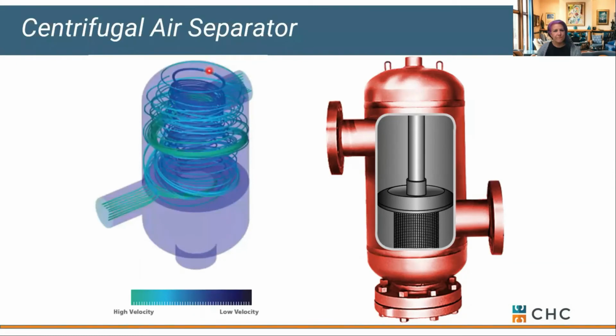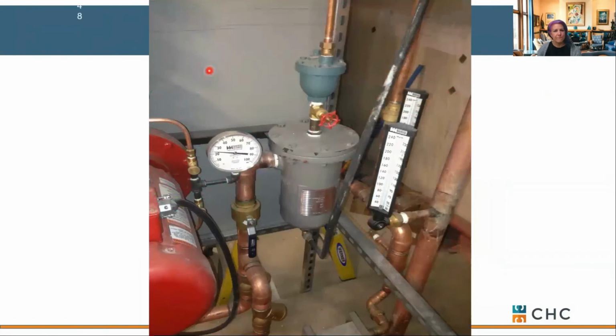Now these can come with or without a strainer depending on your needs. We see people screw this up. This is supposed to be the bottom of an air separator. This is supposed to be the top. They've got it reversed. Will it work? Yeah, maybe. But this should be rotated 180 degrees.